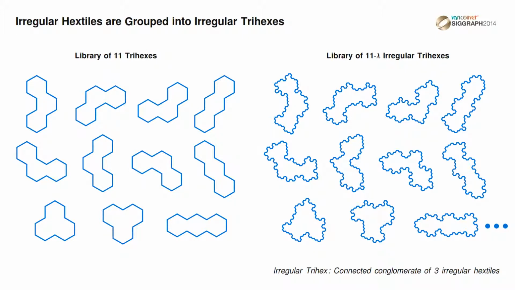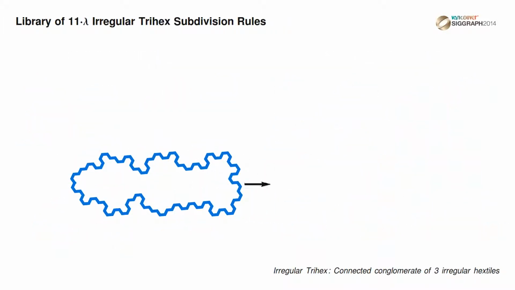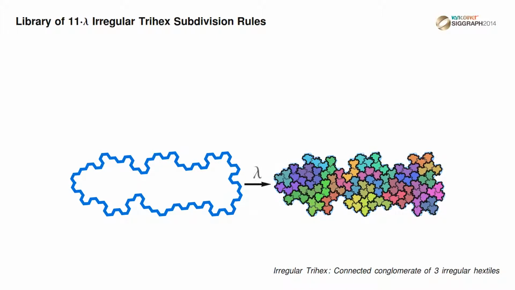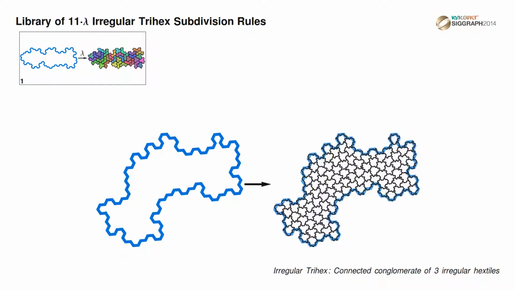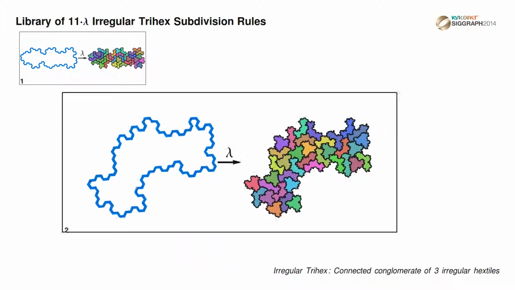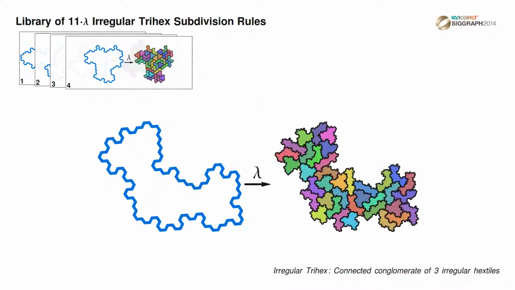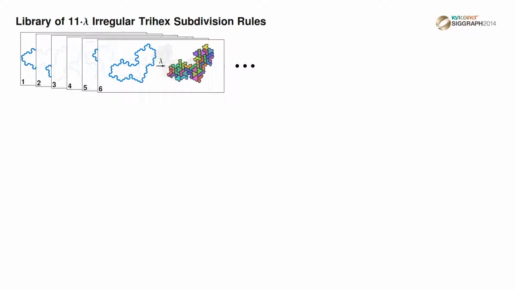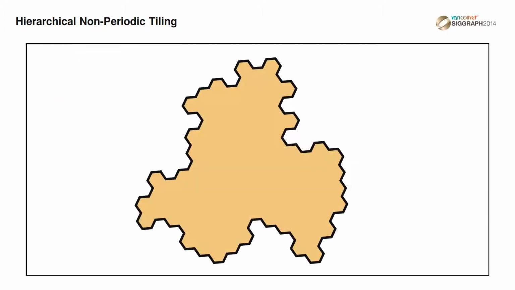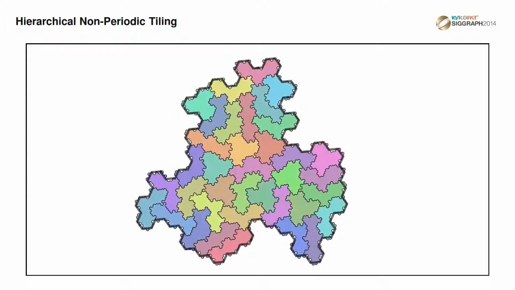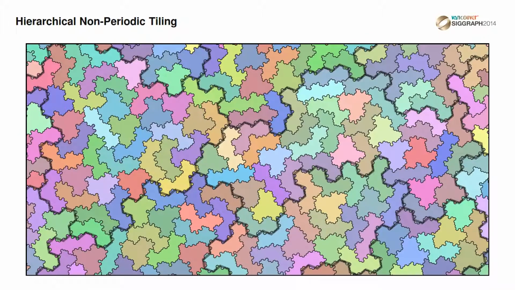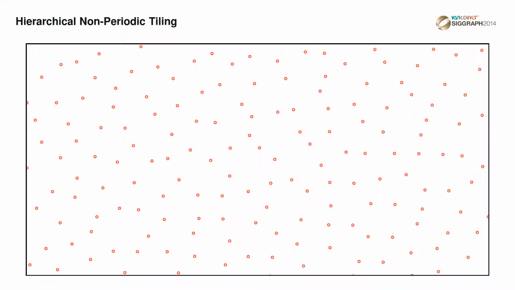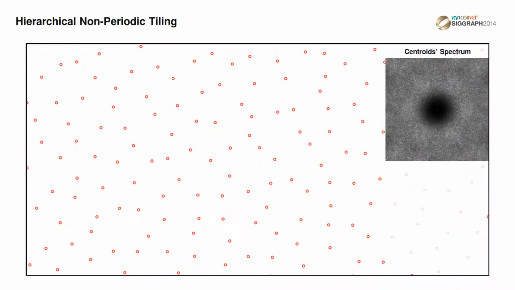Now we can build a finite set of subdivision rules using these irregular trihexes. As before, each irregular trihex will be subdivided into lambda subtiles, forming a library of finite subdivision rules. By applying this set of deterministic subdivision rules, we achieve our goal of creating a non-periodic hierarchical tiling. Here, tile centroids are used as sampling point bases. This centroid distribution has a spectrum free of spurious peaks.